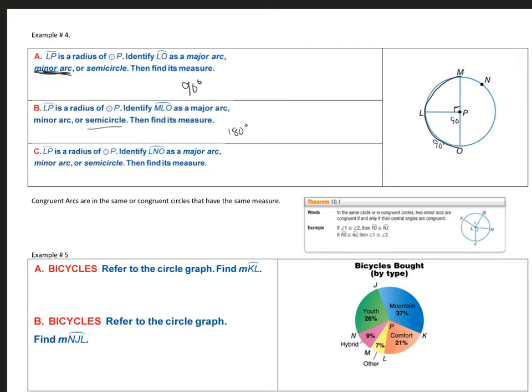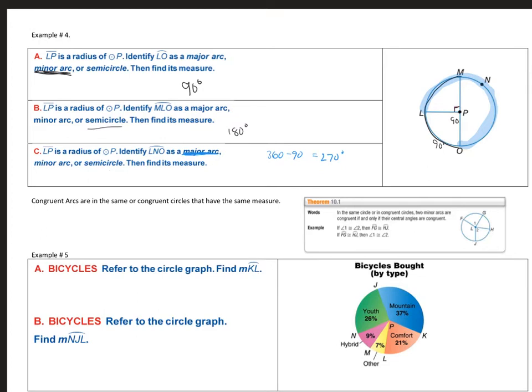And then LNO. So I've got to go from L to N to O. This time I'm going to highlight in blue from L to N to O. That's the arc I'm traveling out. That is going to be a major arc. So it is a major arc, and it is going to be 360 minus 90, which is 270 degrees.